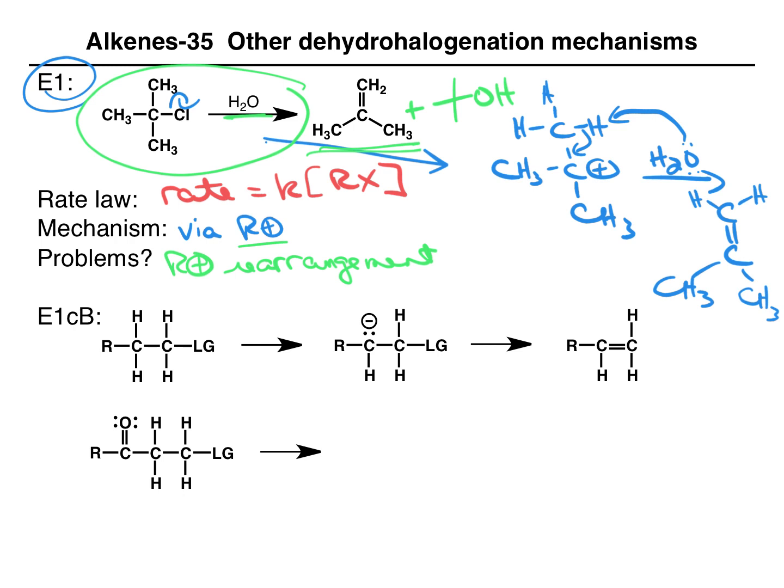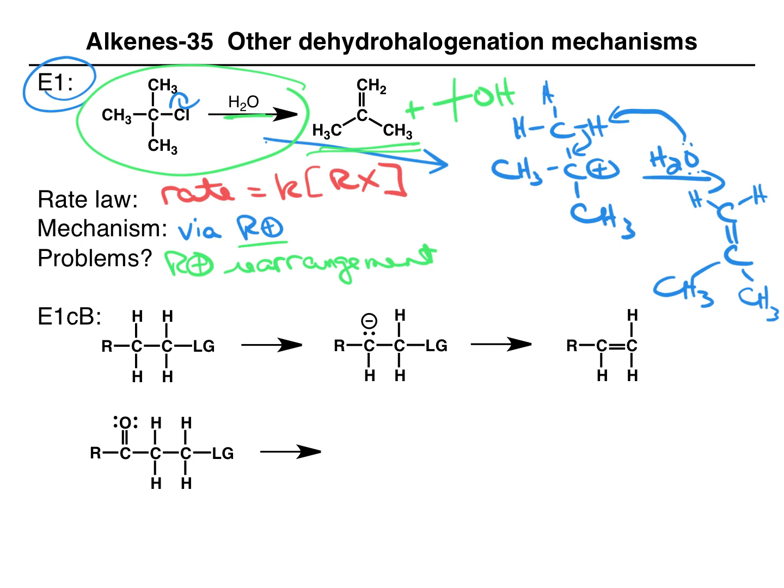There are some potential advantages to the E1 mechanism. We don't have the stereoelectronic requirement that we saw in the E2 reaction, so in some cases that might be to our advantage. But in general, E1 elimination is more limited, so I'm going to focus on E2 elimination in general.